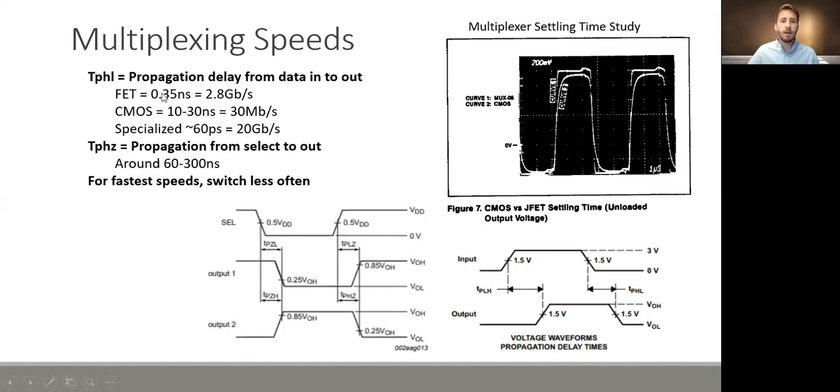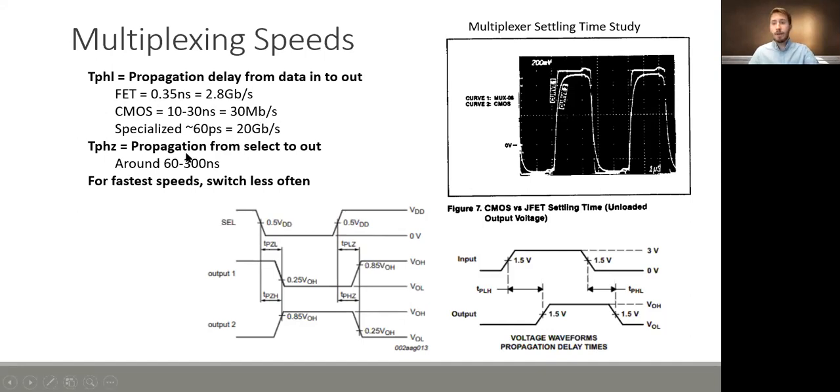So in this case, for the FET transistor, we've got about a 0.35 nanosecond propagation delay, which theoretically, if that's your only constraint on speed, not including whether it's your coax or your fiber optic limiting your speed, you could theoretically, with this multiplexer, have a max speed of 2.8 gigabits per second. And with the CMOS, generally you're looking at 10 to 30 nanoseconds. And in that case, you're only at 30 megabits.